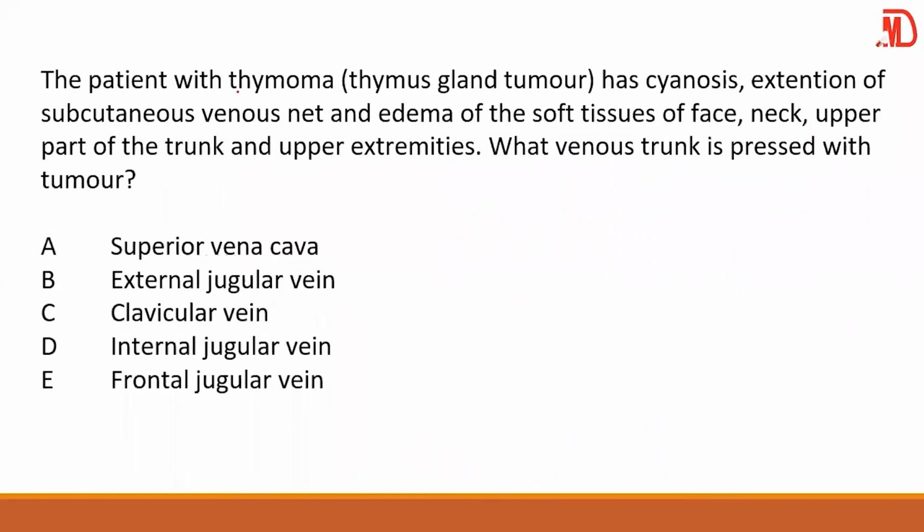A patient with thymoma, that is thymus gland tumor, has cyanosis, extension of the subcutaneous venous neck, and edema of the soft tissues of the face, the neck, the upper part of the trunk, and in the upper extremities. What venous trunk is pressed with the tumor? So now you ask yourself, what drains from the superior vena cava and then the inferior vena cava, isn't it? These are the questions that will be coming into your mind as a doctor or as a physician.